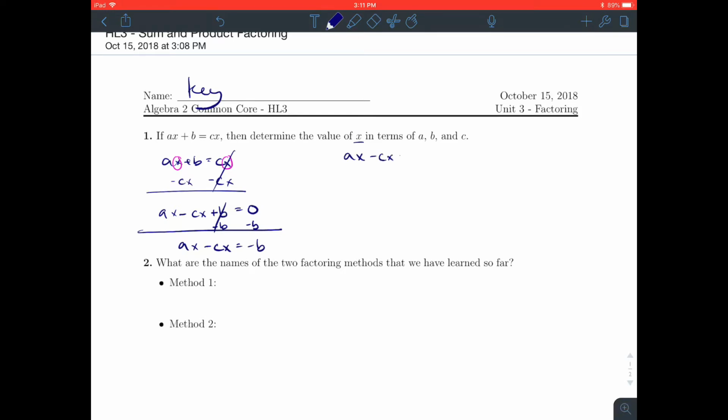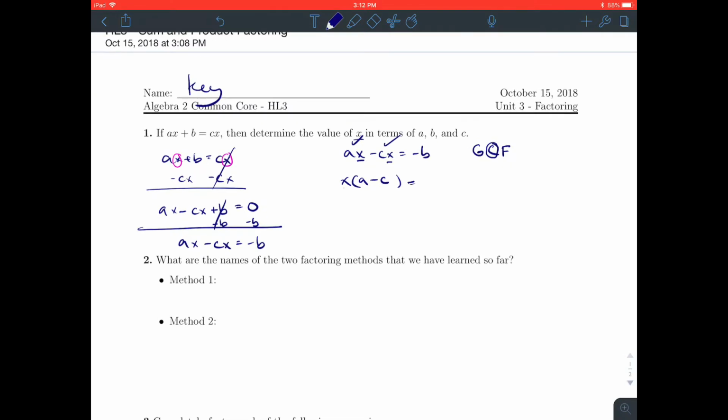Now that both terms on this side are x terms, we can use the greatest common factor. Keyword being common: because they share the x in common, we factor that out. x times a gives us ax. x times negative c gives us negative cx, equals negative b. And we divide by a minus c on both sides. This cancels out, giving us x equals negative b over a minus c.